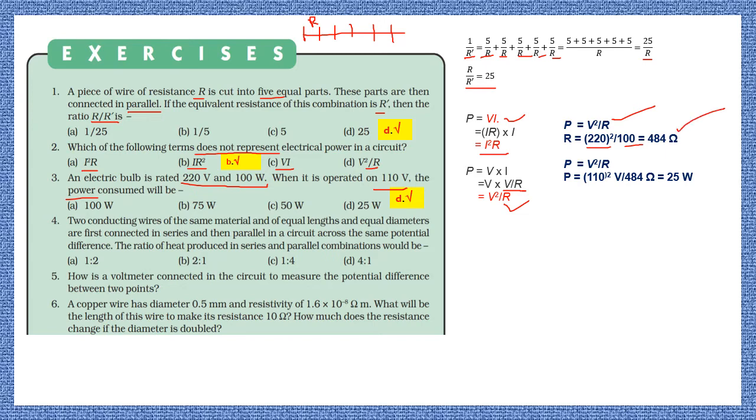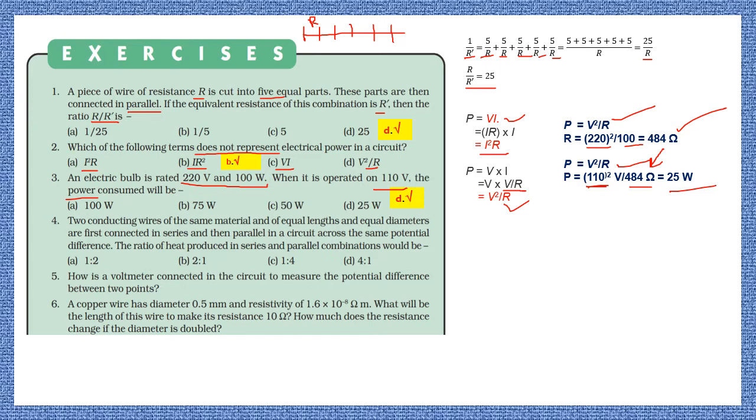Fine. Now in the second case, when the value of voltage will be 110, at that time P will be V square upon R. The formula is the same. And here V is equal to 110 and the value of R is 484. So the answer of P will be 25 watt. Okay. And now question number 4.